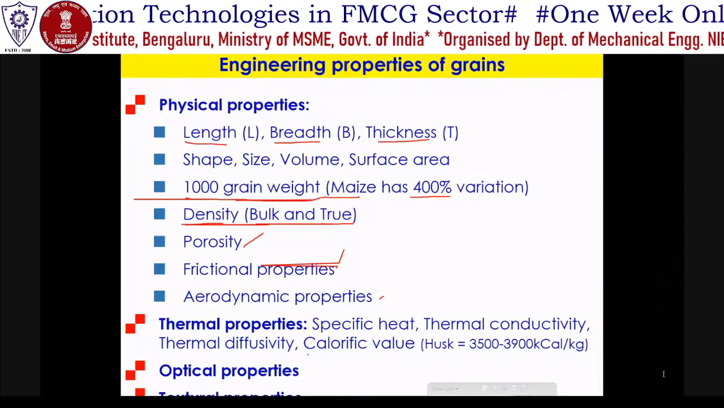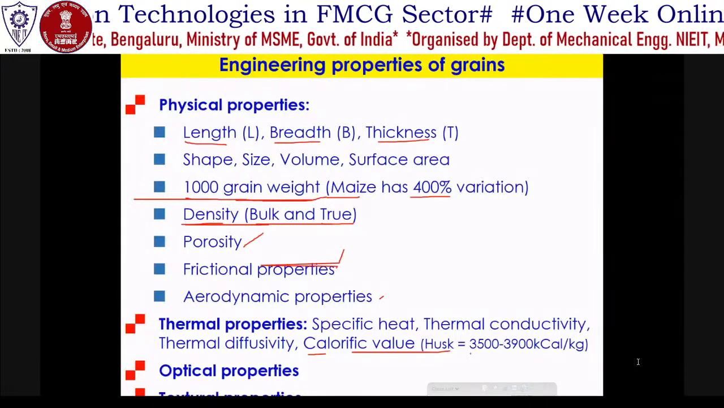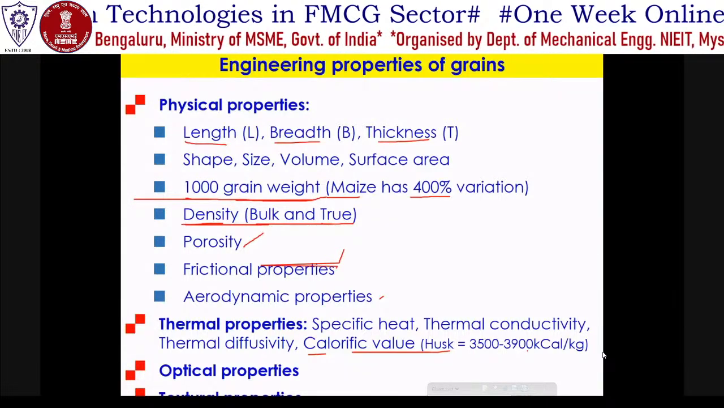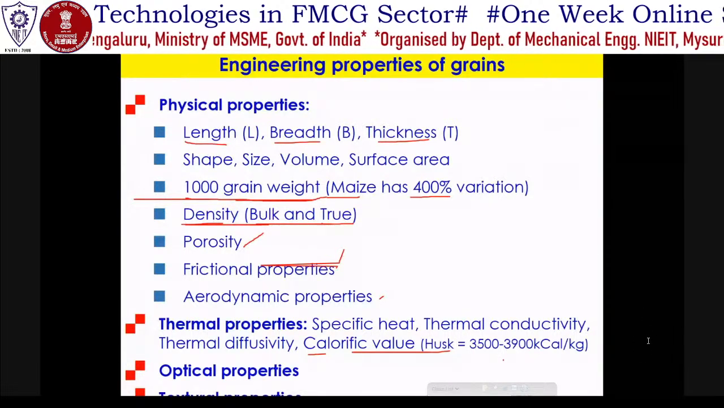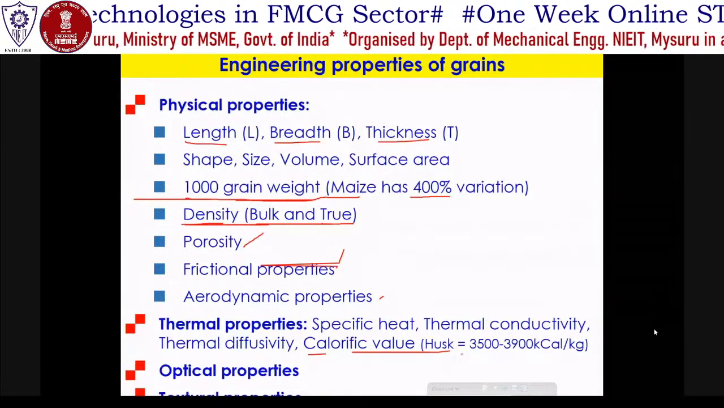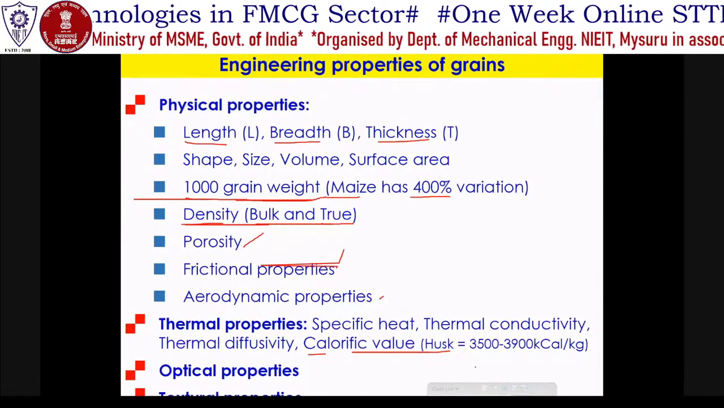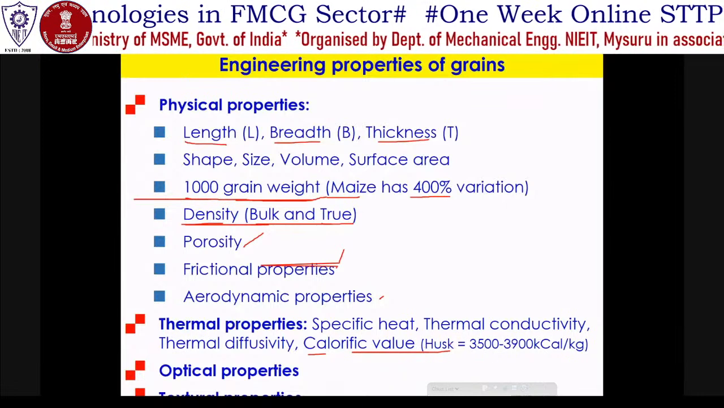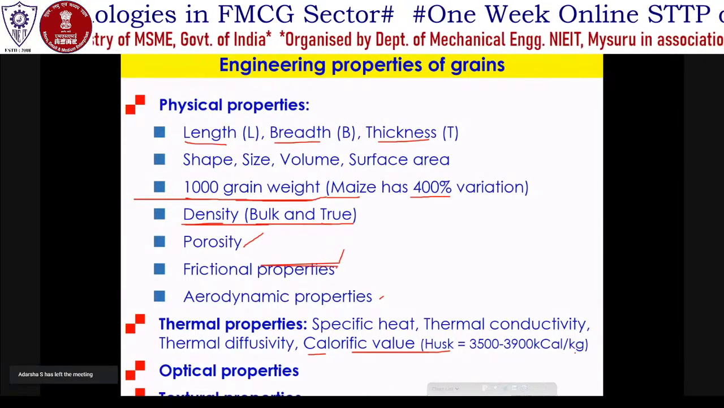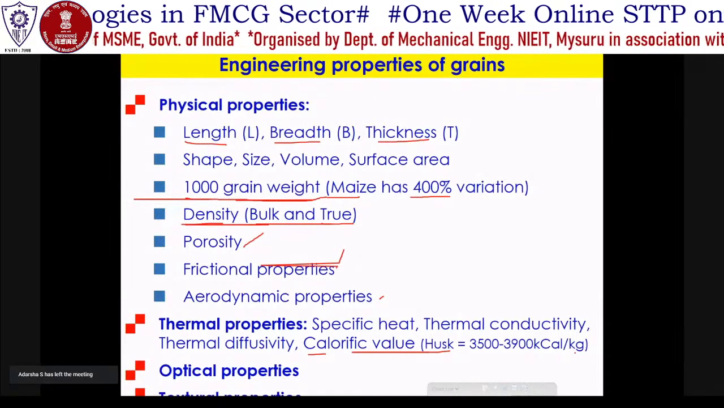And I also need to know the calorific value. For example, if I take husk, it has a calorific value of 3500 to 3900 kilocalories per kg. What does it mean? It means that 2.5 kg of rice husk is equal to the calorific value of 1 liter of petrol. So if I can burn husk effectively, I am generating power. So I can look at this as a source of renewable energy each day, every day.